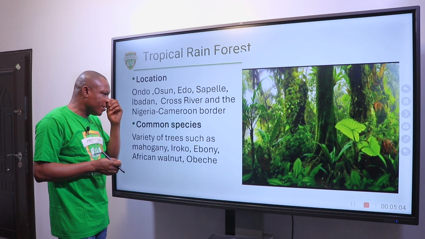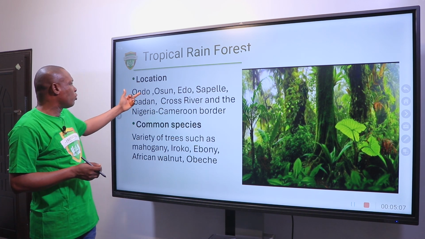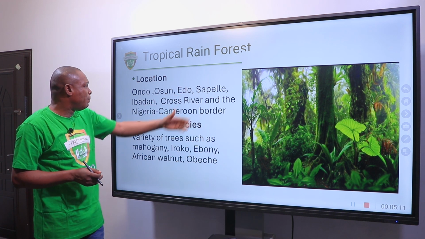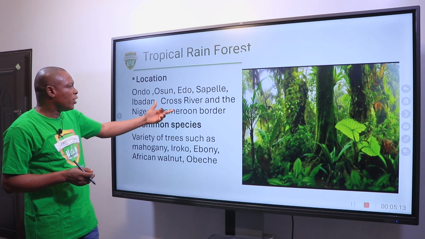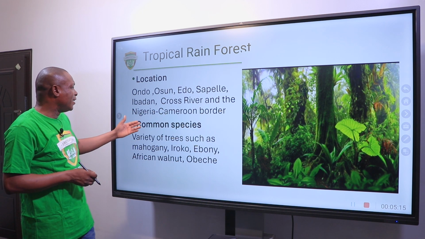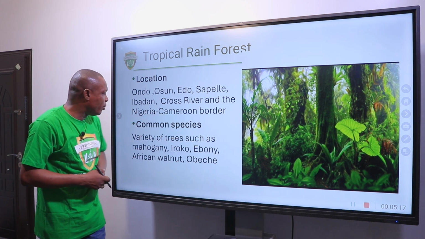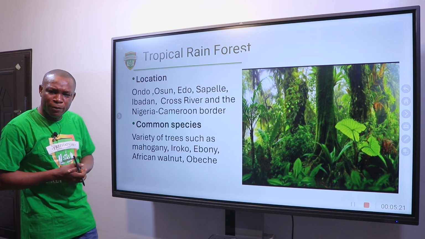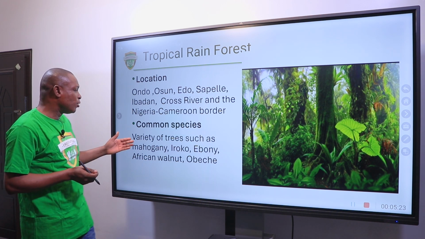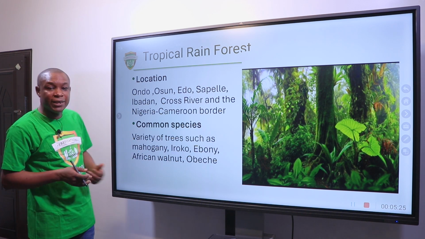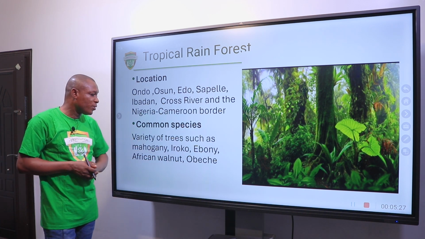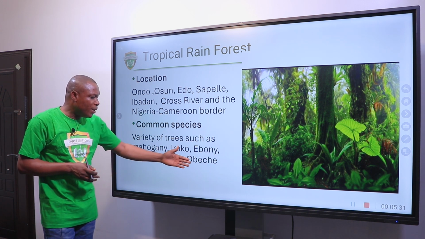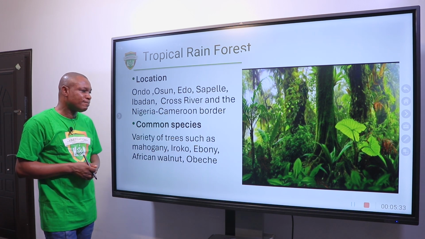So this type of forest is found in places like Ondo State, Osun, Edo, Sapele, Ibadan, Cross River, and the Nigerian-Cameroon border. What are the kind of trees that you find in this type of forest? You have a variety of trees such as mahogany, iroko, ebony, African walnuts, obeche, etc.